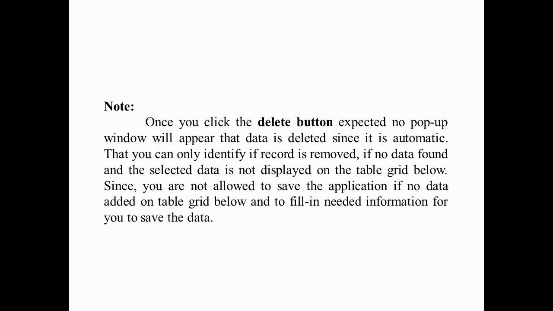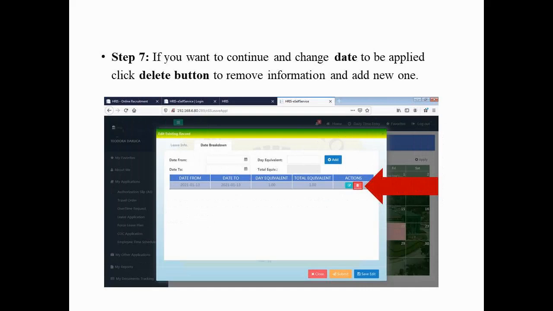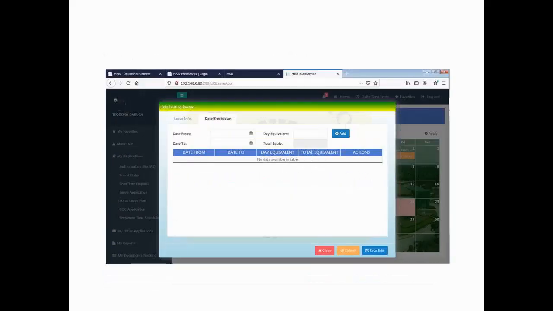If no data found, and the selected data is not displayed on the table grid below, since you are not allowed to save the application if no data added on table grid below, and to fill in needed information for you to save the data. Step 7. If you want to continue and change date to be applied, click Delete button to remove information and add new one.